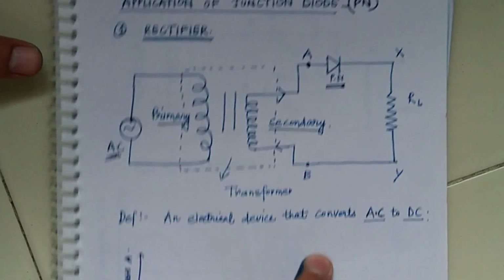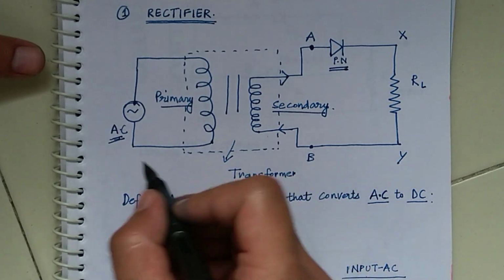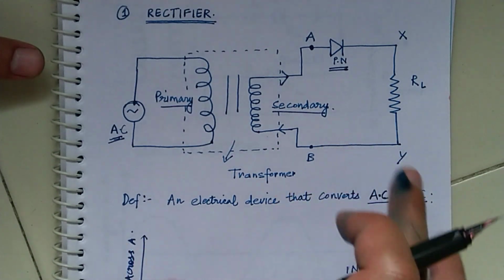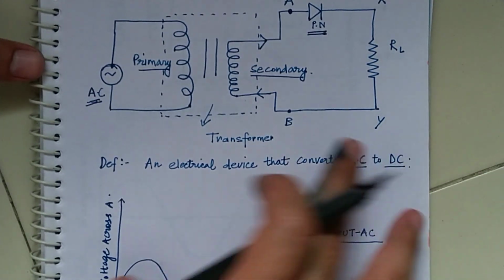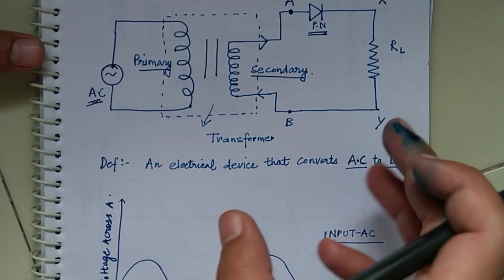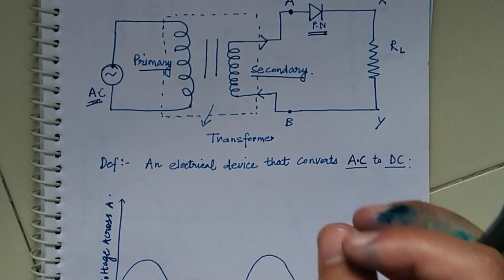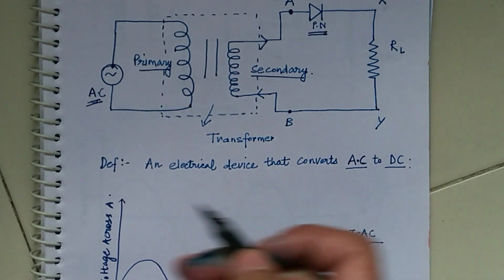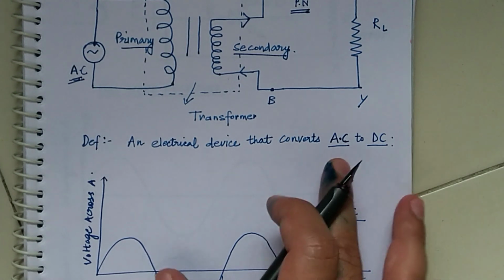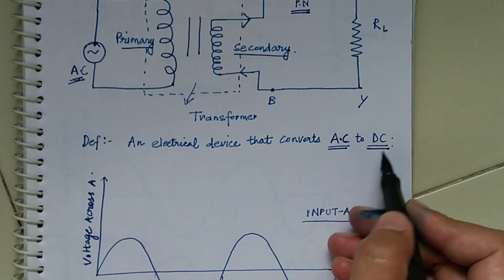topic. So in front of you right now you can see the setup of a half wave rectifier. First let's just have a definition. What exactly is the definition of a rectifier? Before discussing in detail the functioning of a half wave rectifier as well as a full wave rectifier, let's just know what a rectifier truly means. So a rectifier is any electrical device that converts AC, that is alternating current, to direct current.